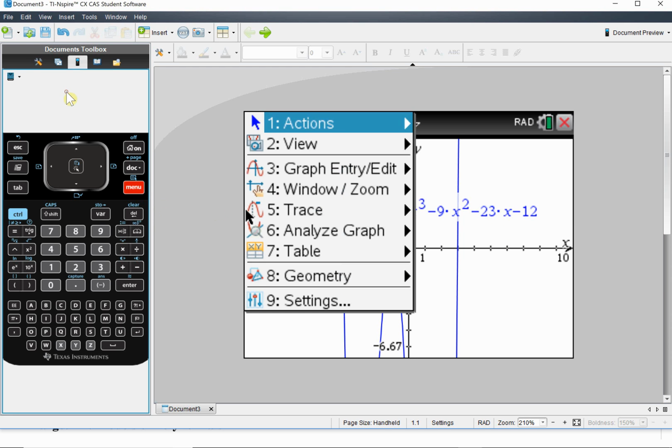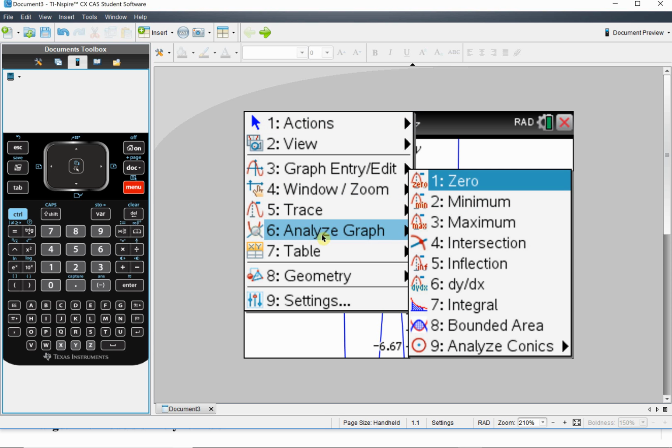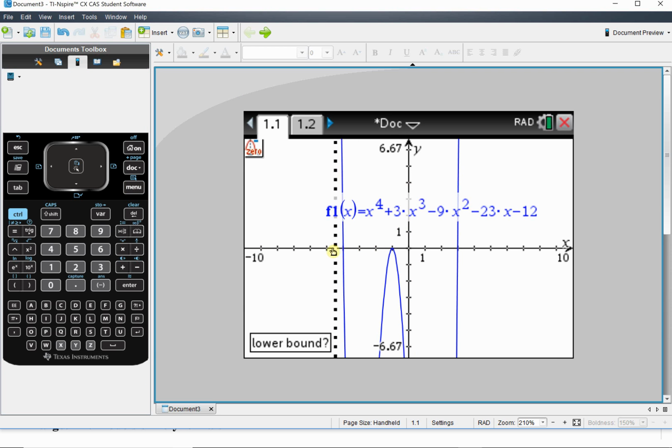Then you go to menu, you go to 6, and then you need to find your zeros. Because here, since we're solving it, we want the x-intercepts. You see this cursor? You're going to be using the trackpad. Click on it. You want to make sure it's before the line and after the line. So one of my answers was -4.